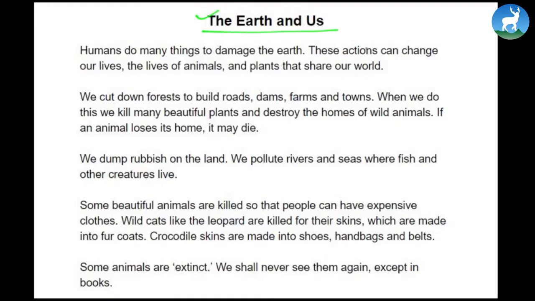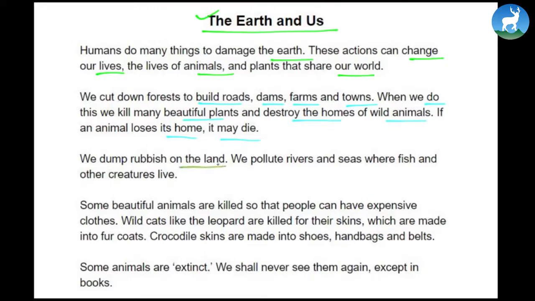Humans do many things to damage the earth. These actions can change our lives, the lives of animals and plants that share our world. We cut down forests to build roads, dams, farms, and towns. When we do this, we kill many beautiful plants and destroy the homes of wild animals. If an animal loses its home, it may die.